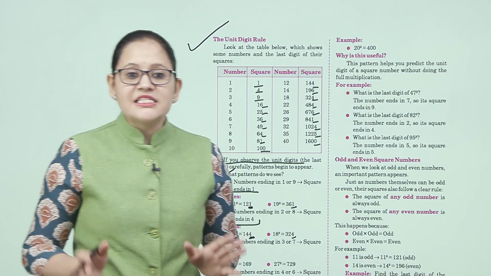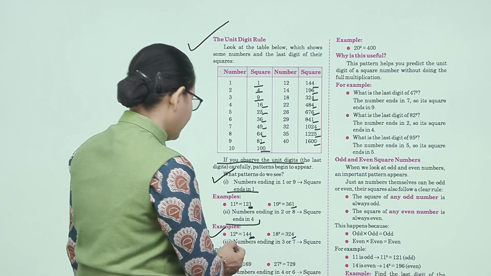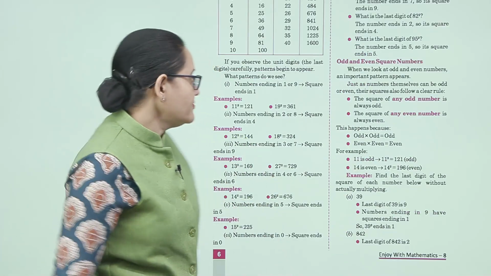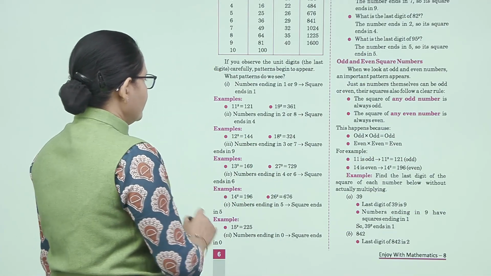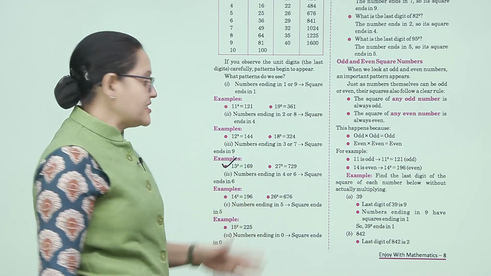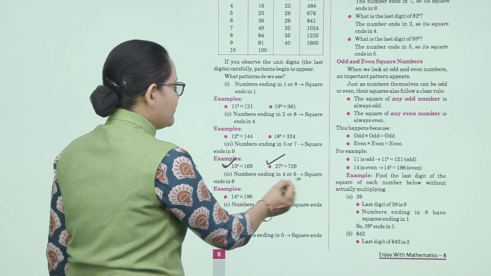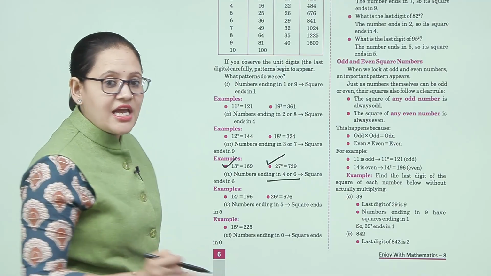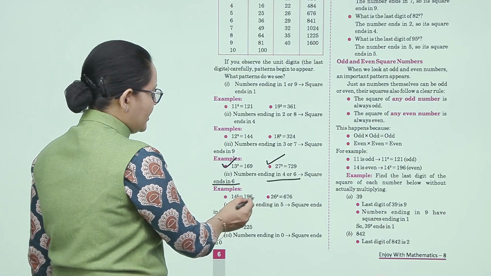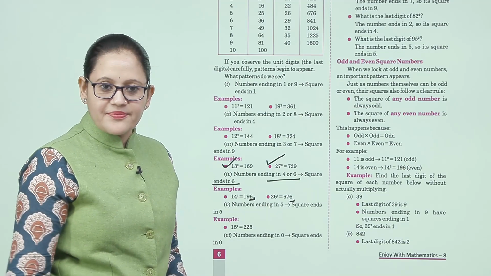If the number ends in 3 or 7, the square will end in 9. The square of 13 is 169, the square of 27 is 729. If the number ends with 4 or 6, then the square ends in 6. The square of 14 is 196, the square of 26 is 676.